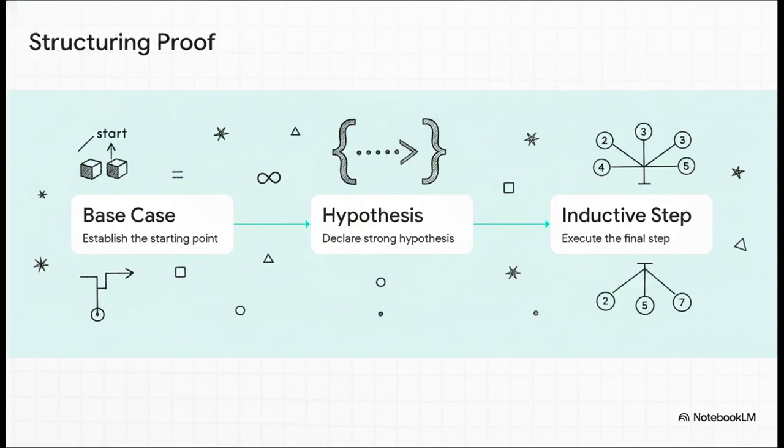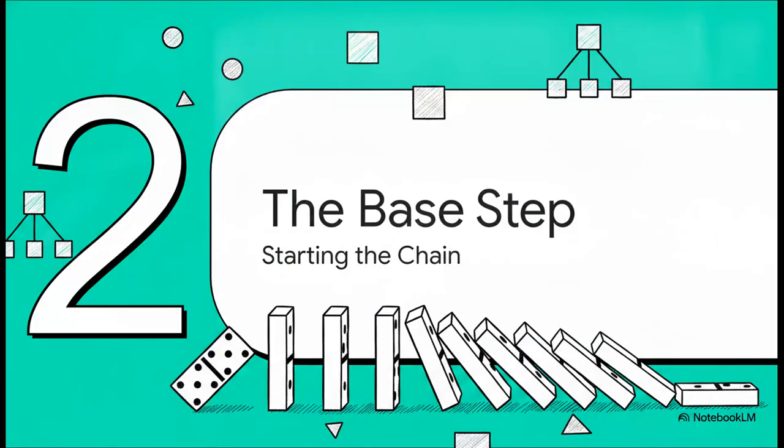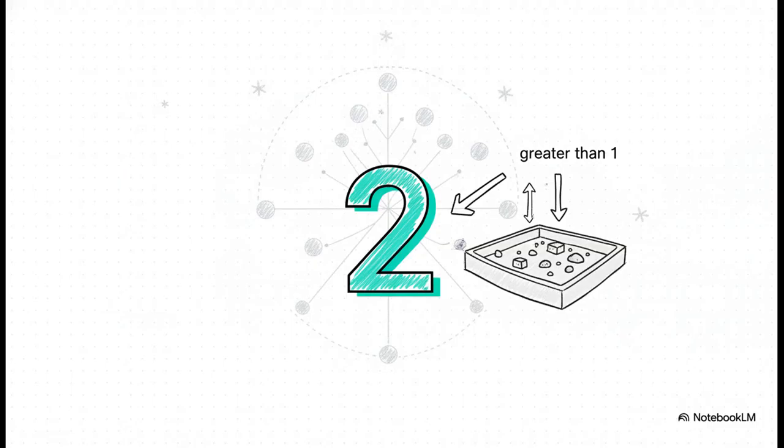To pull this off correctly, we need a clear structure. Here is our 3-step roadmap for the proof we're about to execute. First, the base case. Second, the strong inductive hypothesis. And finally, the inductive step. Let's start right at the beginning with the base step. This is where we flick our very first domino to start the chain reaction. Because our theorem applies to every natural number strictly greater than 1, our starting point in the integer sandbox has to be the number 2.